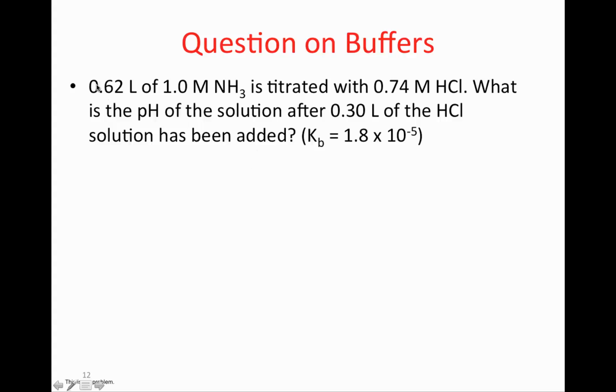We have a certain volume of a certain concentration of ammonia, a weak base, being titrated with a strong acid, 0.74 molar HCl. What is the pH of this solution after the addition of this volume of HCl? And we're given a Kb value for the base right here. So let's go ahead and solve this two different ways. I don't think it's going to hurt at all to see these two solutions.